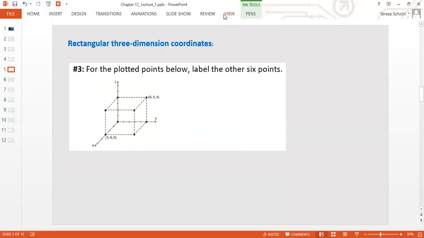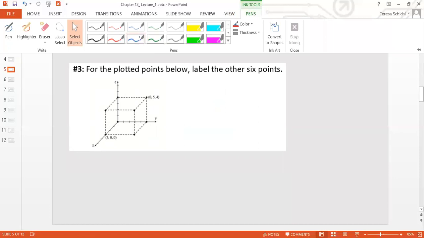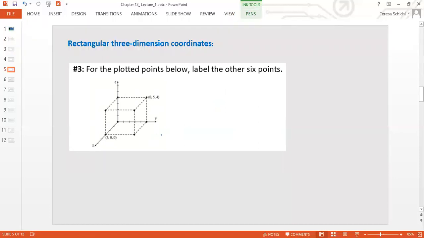So for this one, I'm giving you this box here, right? So let's see what the remaining coordinates are. Okay, so this is (3, 0, 0). So what are the coordinates here? X is 3, right? What is y? 1, 2, 3, 4, 5. Y is 5. Then because it's on the xy plane, what is z? Z is equal to 0.